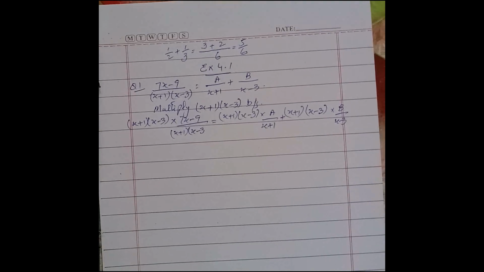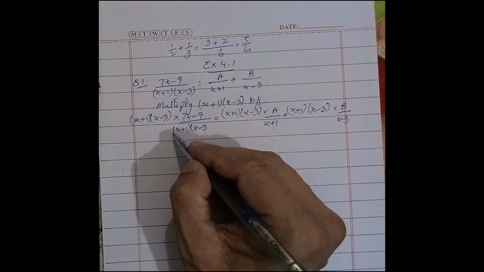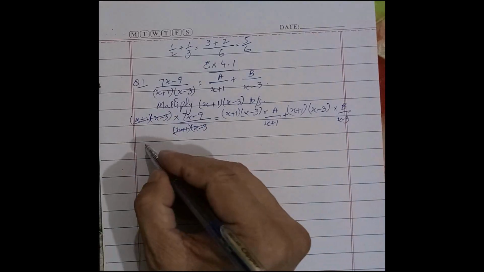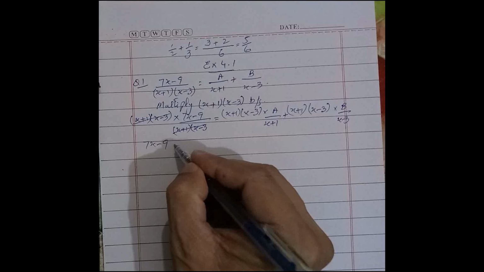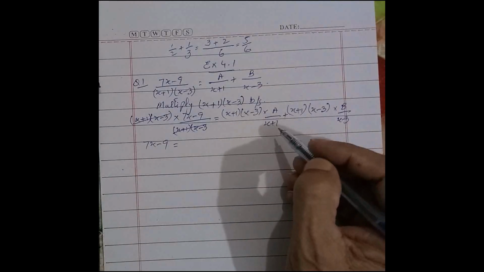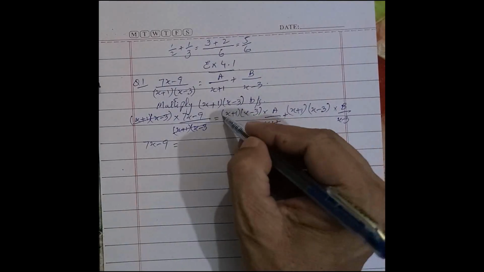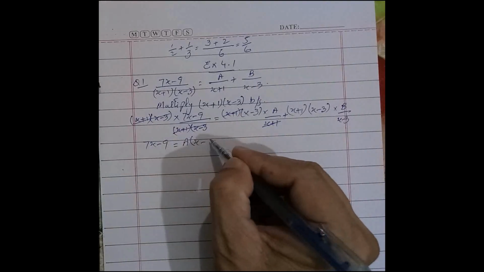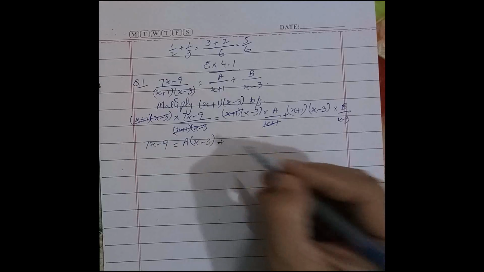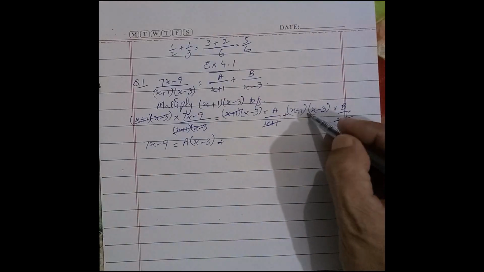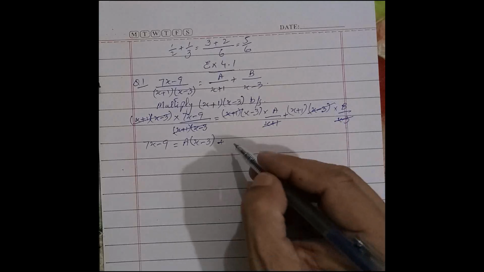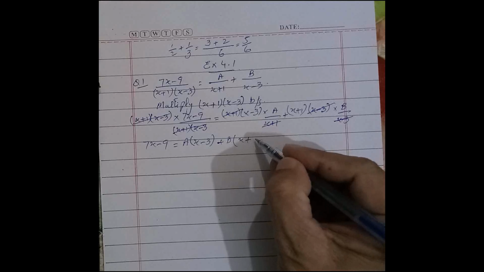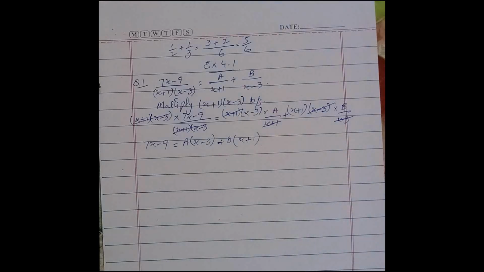Now simplify these values. x plus 1 and x minus 3 cancel each other, and we get 7x minus 9 is equal to, on the other side, x plus 1 cancels with x plus 1. The remaining value is A into x minus 3, plus, next, x minus 3 cancels with x minus 3, and we get B into x plus 1.